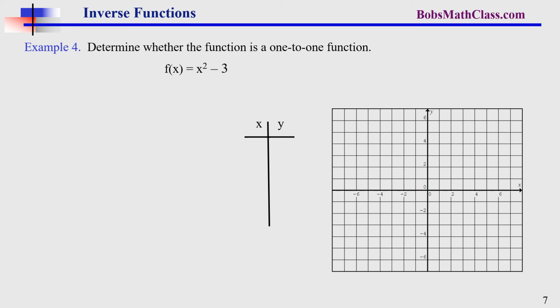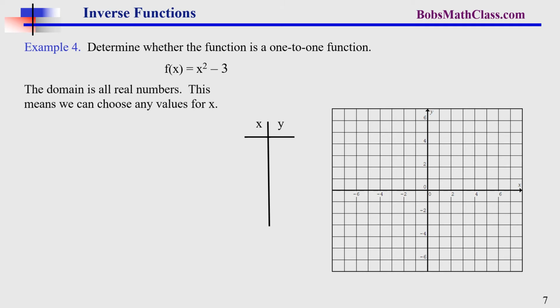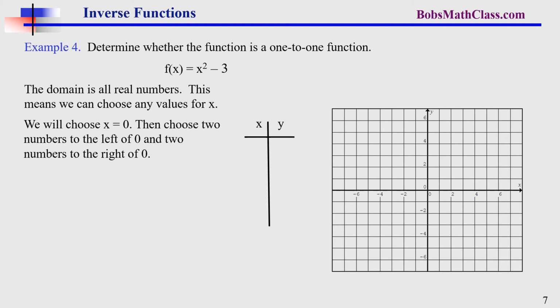Here's our next graph. x squared minus 3. This is a parabola. So we'll pick 0, and then we'll choose 2 numbers to the left and 2 numbers to the right. This one does not have parentheses, so that's why we're starting with 0. And then -1 and -2, and +1, +2. 2 to the left, 2 to the right. Plug those in by hand or use your calculator.